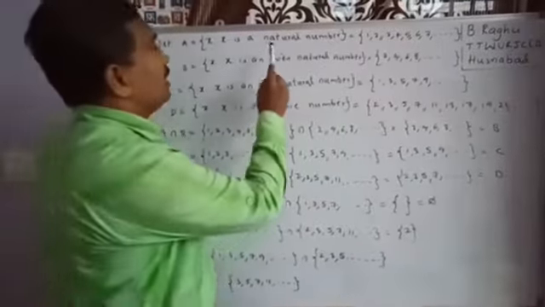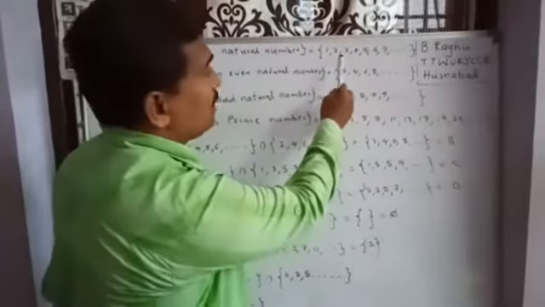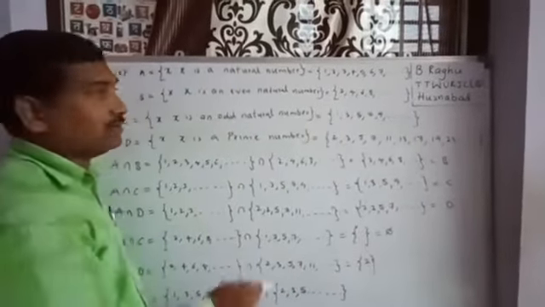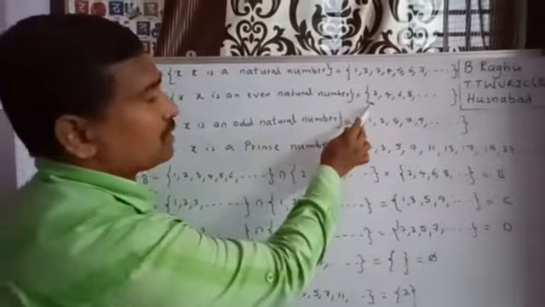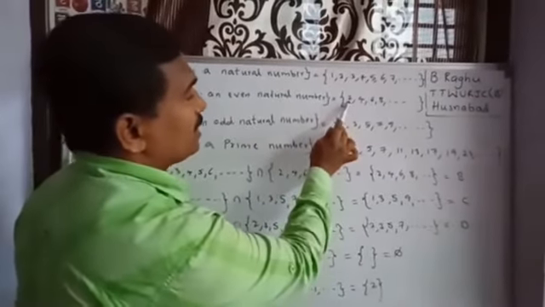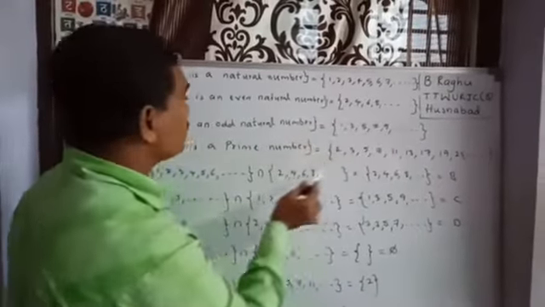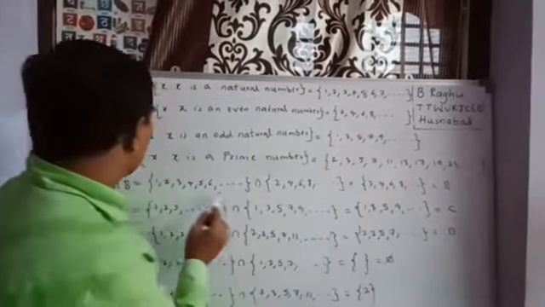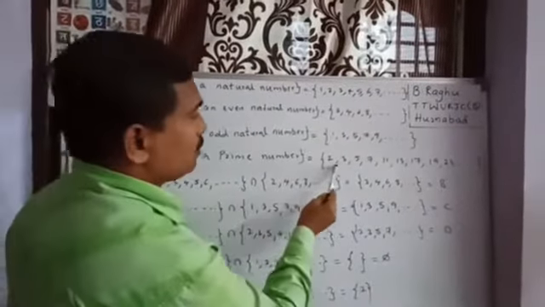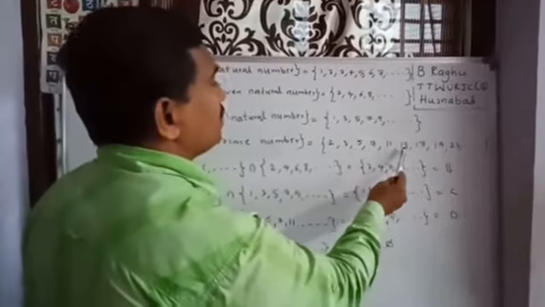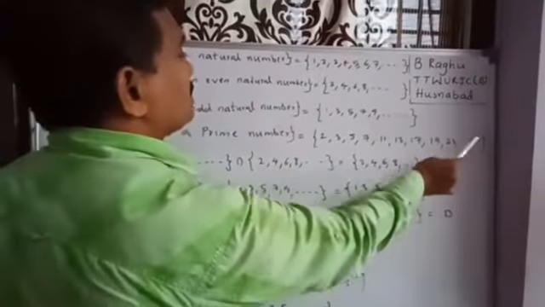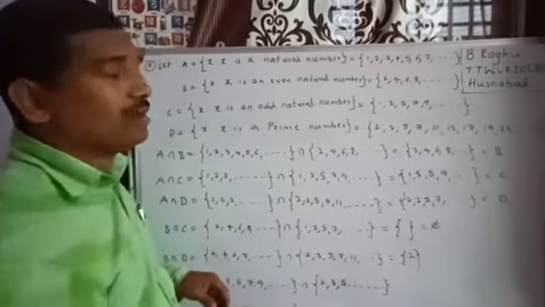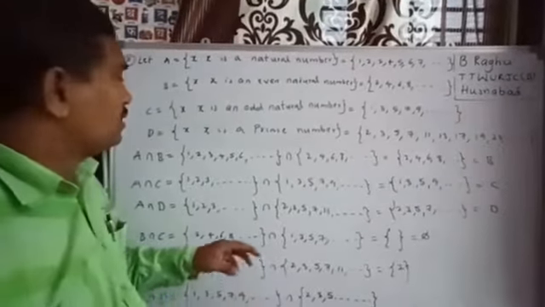Let us see natural numbers. What are the natural numbers? 1, 2, 3, 4, 5, 6, 7, and so on. We can write infinitely. Even natural numbers: 2, 4, 6, 8, and so on. Odd natural numbers: 1, 3, 5, 7, 9, and so on. Prime numbers: 2, 3, 5, 7, 11, 13, 17, 19, 23, and so on. Prime numbers have only 2 factors, one and itself.